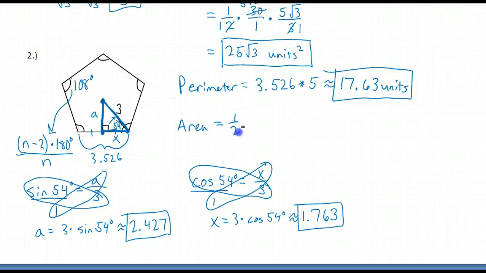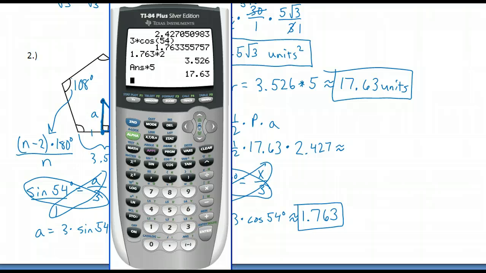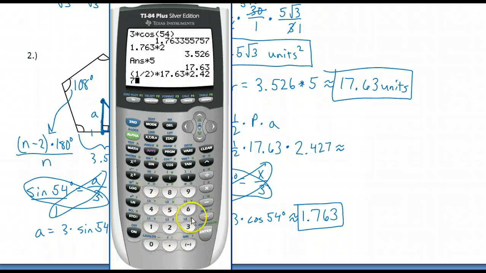My area is going to be 1/2 times my perimeter times my apothem. 1/2 times 17.63 times my apothem, 2.427. I can use my calculator to approximate that answer. 1/2 times 17.63 times 2.427.